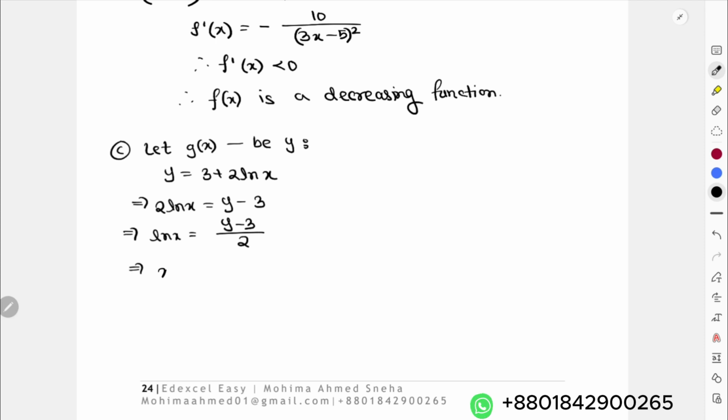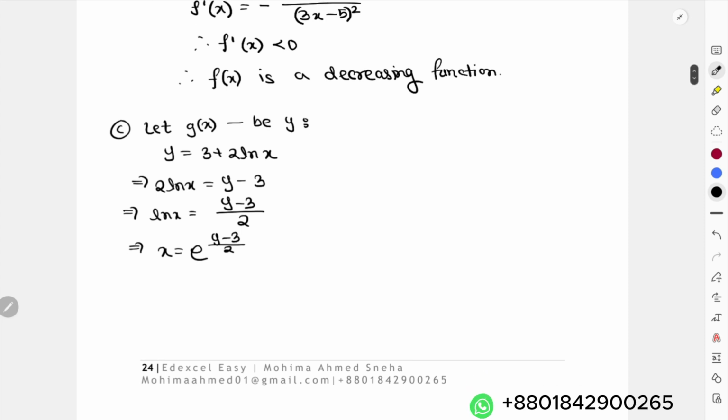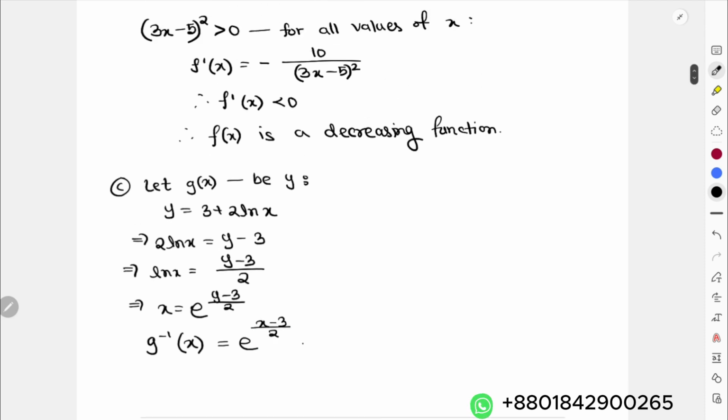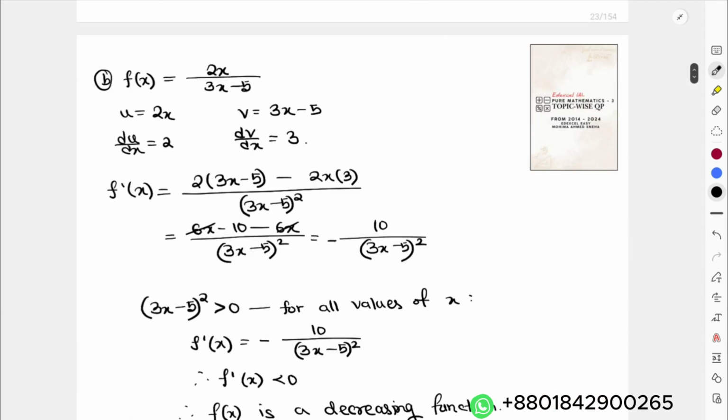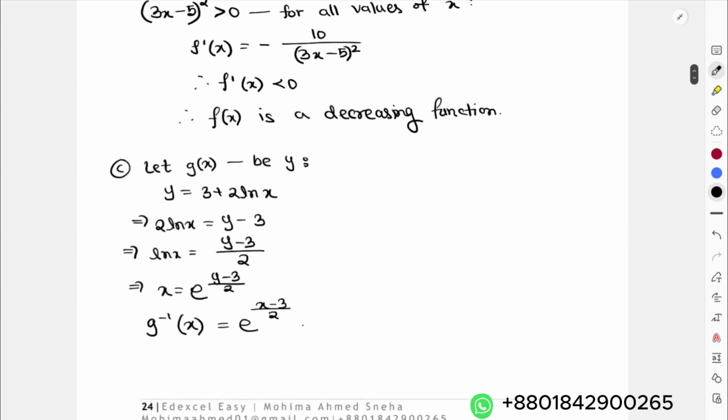So finally, you can write x is actually e to the power (y minus 3) divided by 2, right? After this, you can just write this in terms of x. g inverse x is going to be e to the power (x minus 3) divided by 2, right? So this is your part C. I think this is actually everything you should do for part C: find g inverse x.